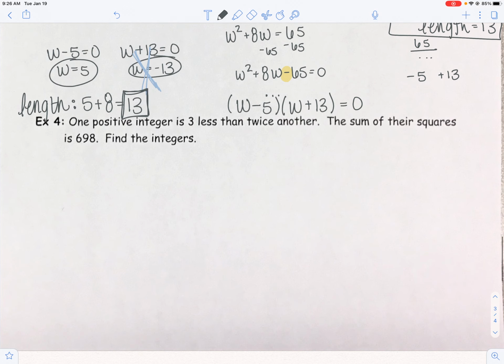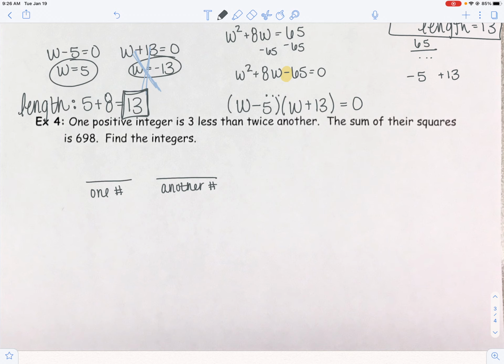All right, the last one, I just want to get it set up, and then the numbers are really big. So because this is a bonus section, you can go through, and I expect that you will work this out if necessary. One positive integer is 3 less than twice another. The sum of their squares is 698. Okay, so I've got two numbers again. I've got one number and another number.